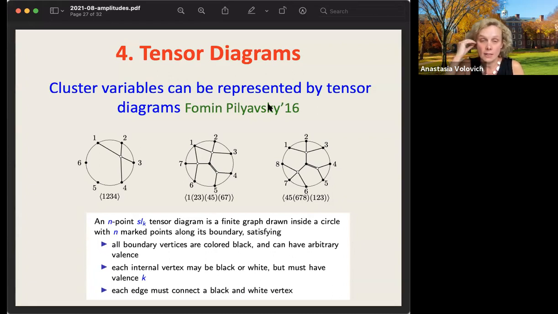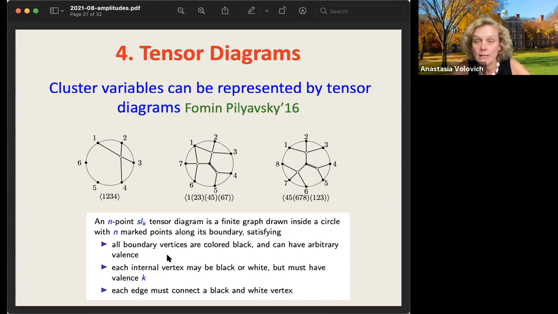So what are these tensor diagrams? I will be very brief. None of you have heard of this; it is new mathematics being used for amplitudes. For an SL_k tensor diagram, you draw a graph inside a circle with n marked points, with some rules. All boundary vertices are black. Each internal vertex may be black or white, but must have valence k.